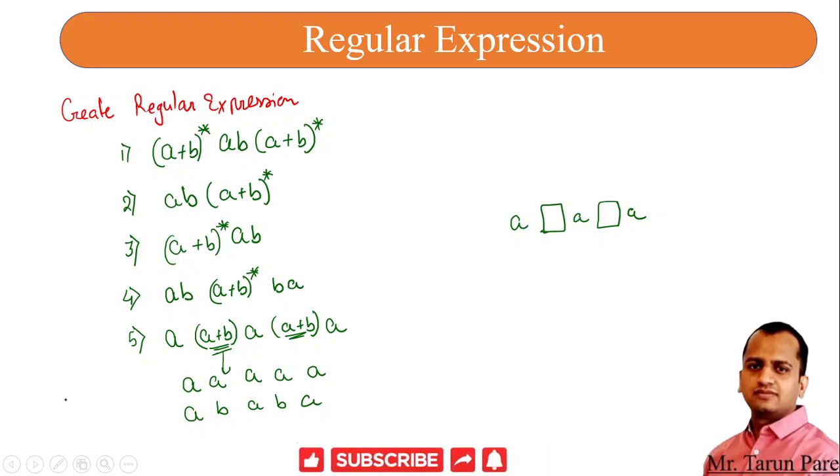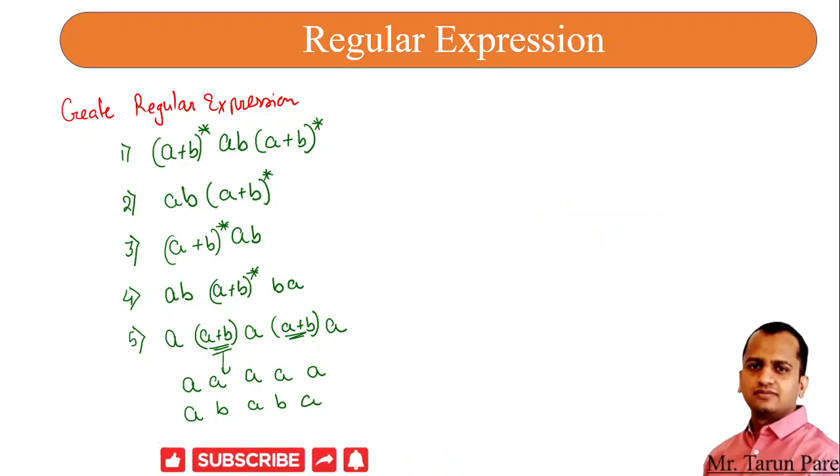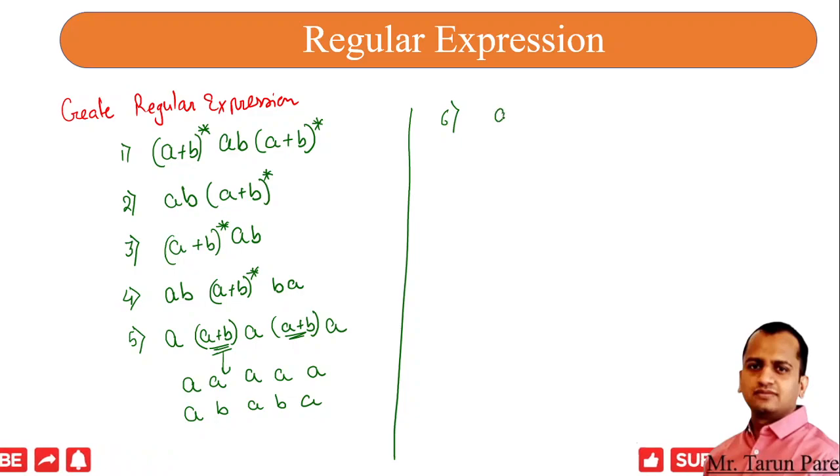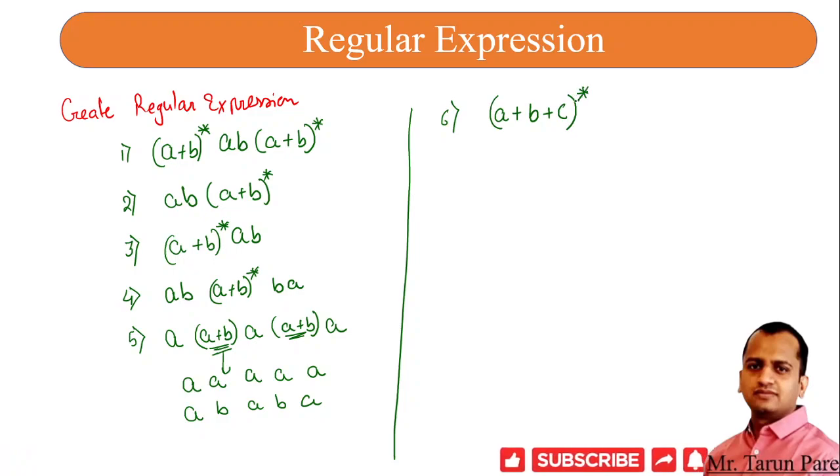Suppose you want to pass any string made from the combination of a, b and c. Any string means randomly if you select, then what will be the regular expression for that? Suppose you want any string at all with the combination of a, b and c, then the regular expression will be (a plus b plus c) whole star.